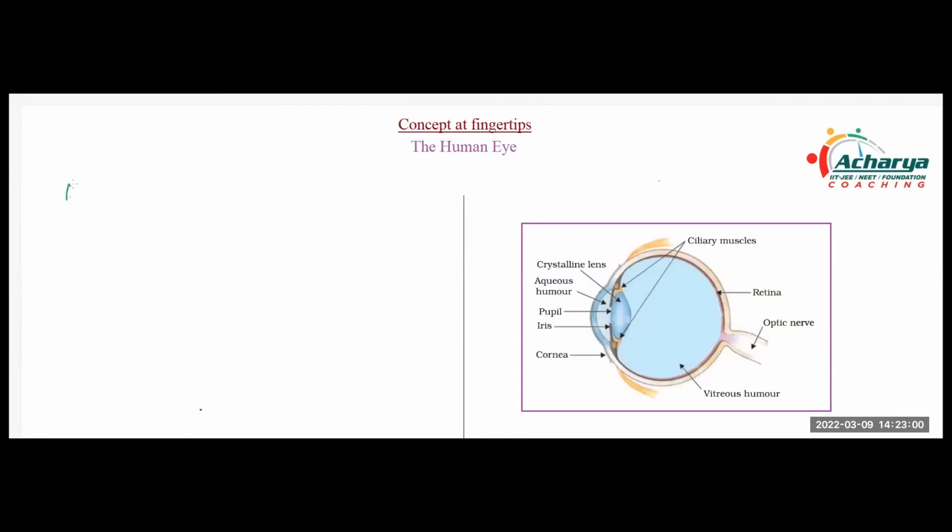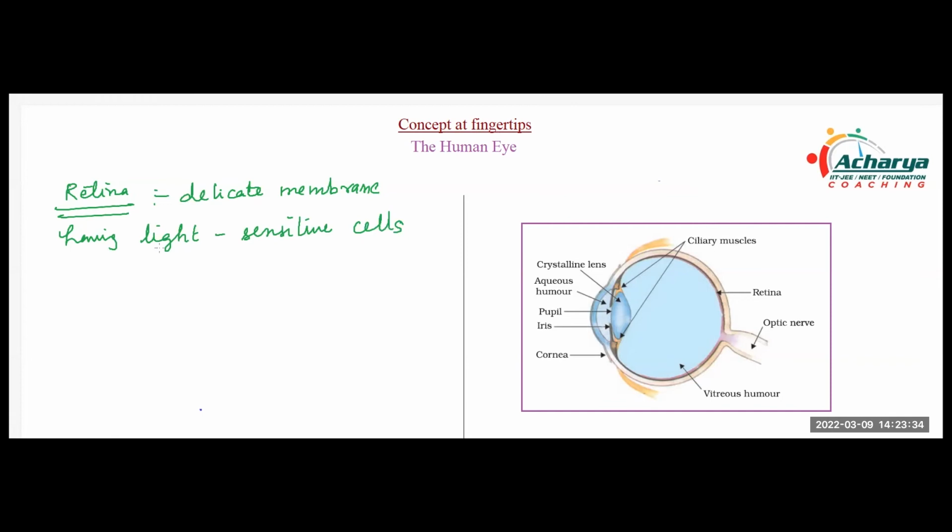Next we have the retina. What is the retina? The retina is a delicate membrane having light sensitive cells. So it is a delicate membrane that has light sensitive cells.